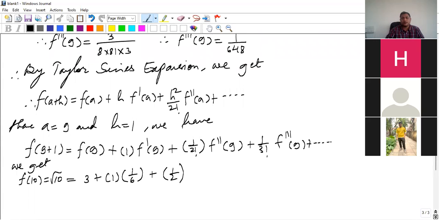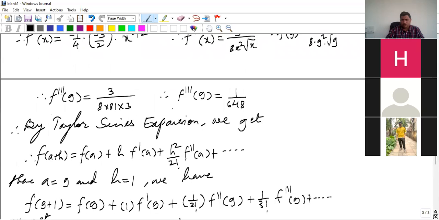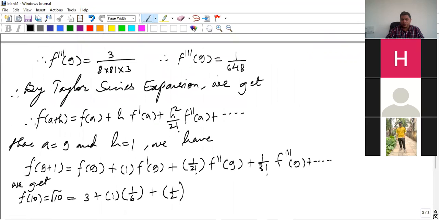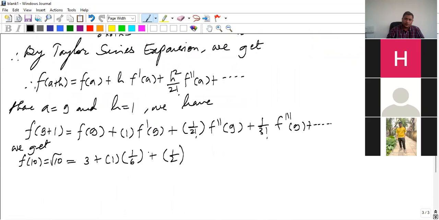Now what is f double dash of 9? So it is going to be minus 1 by 108. We got here minus 1 by 108. And then we can have 1 by 3 factorial. And we get here 1 upon 648.